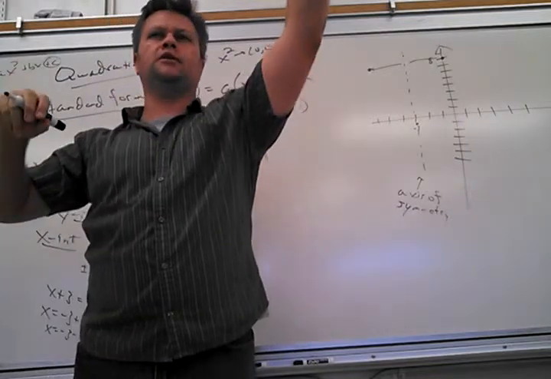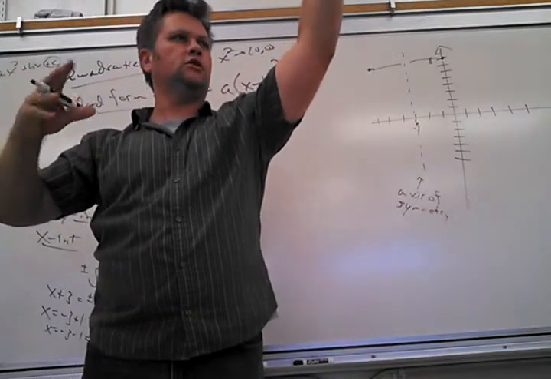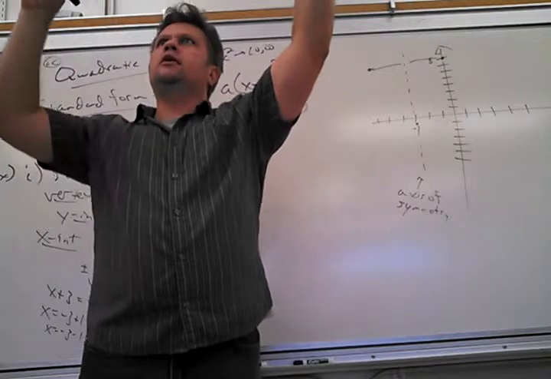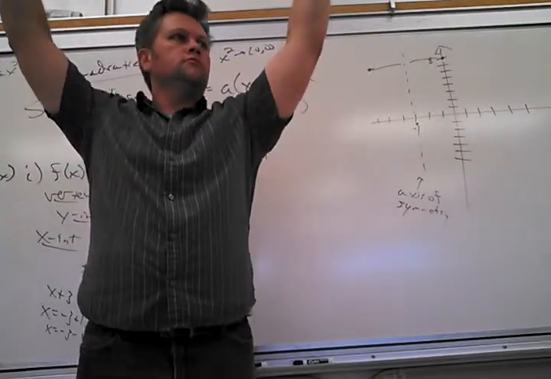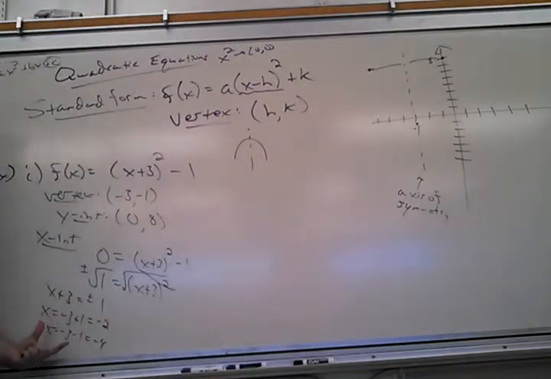You can always get the y-intercept. Always. It should be easy to get. Just make x 0. Then you can always get its reflection, and you got the vertex. That's all you need. Now I'll still ask you to find the x-intercept. Just make sure you can.